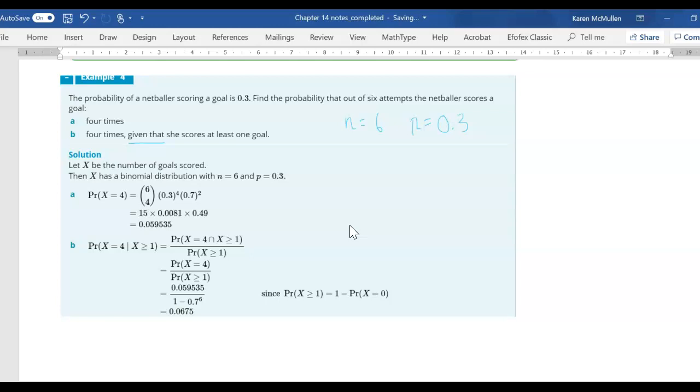So not a very good netballer. Sounds like me when I used to play netball, although I didn't play shooter or goal attack. I played in defense, so I'm allowed not to be a good shooter.